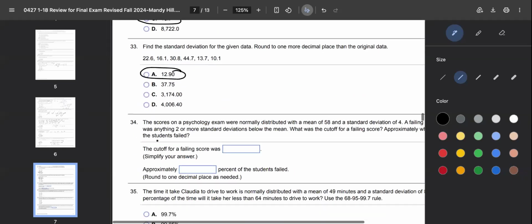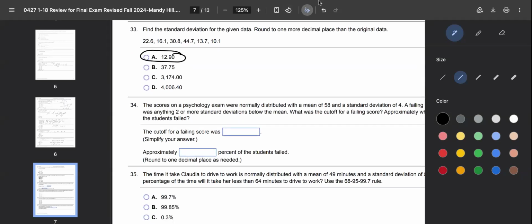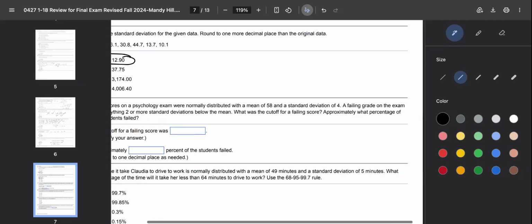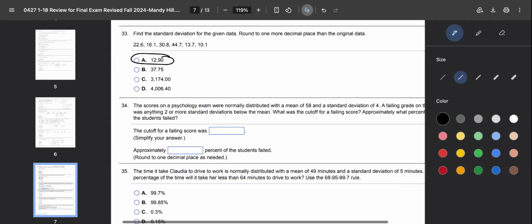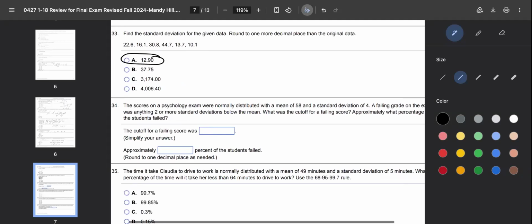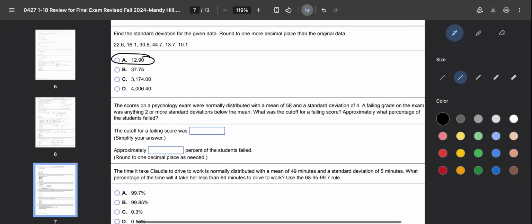So number 34. We're trying to get to 38 tonight. It says the scores on a psychology exam were normally distributed with a mean of 58 and a standard deviation of 4. A failing grade on the exam was anything 2 or more standard deviations below the mean. What was the cutoff for the failing score?